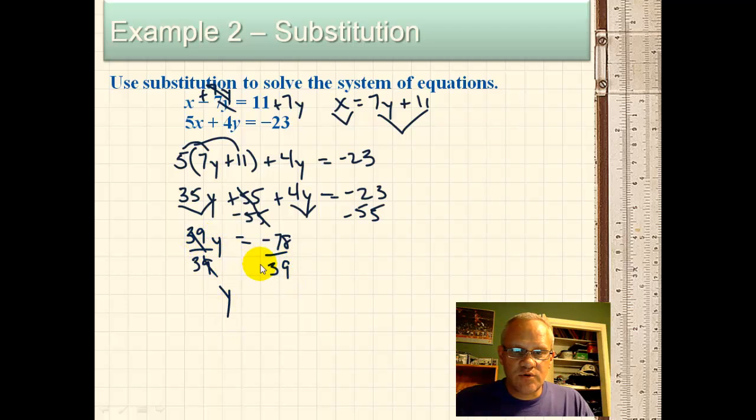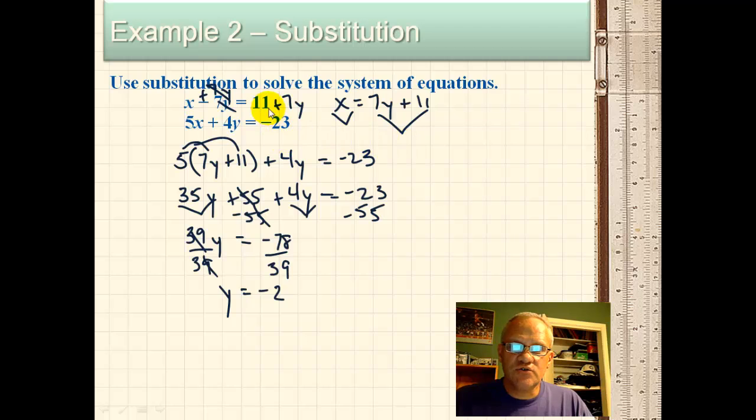And so we end up with negative divided by positive is a negative, and 78 divided by 39 is 2. So y is a negative 2. Yay! Are we done? Not yet. We got to find out what x is.